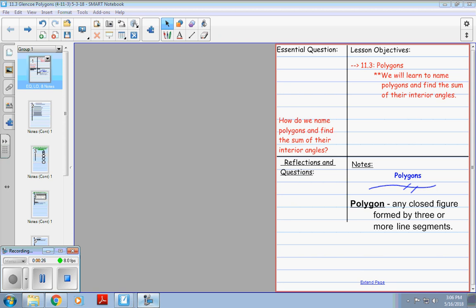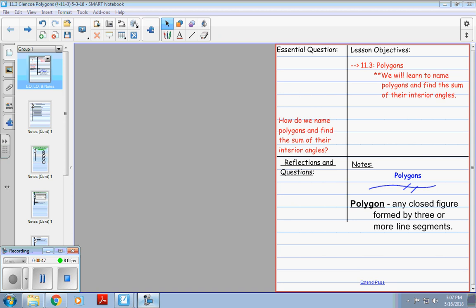Okay, welcome back, students. So in our lesson today, we are trying to find a way to name polygons, which will be a little table we'll write down about. And we're also trying to find a sum of their interior angles. So we're going to have two focuses here, finding out how to name polygons, as well as finding out what the sum of their interior angles is.